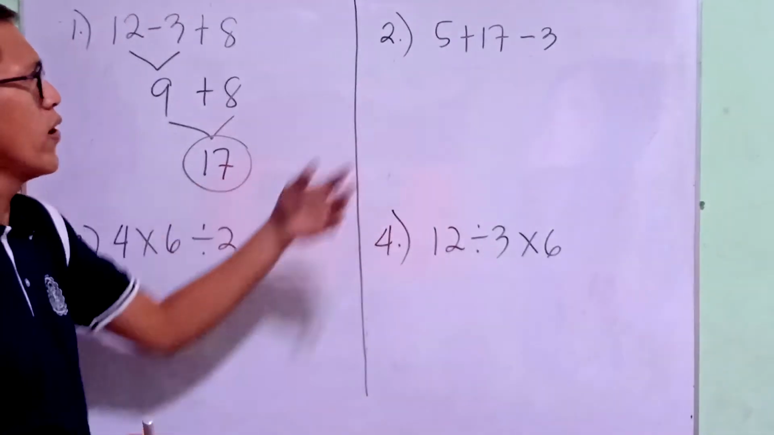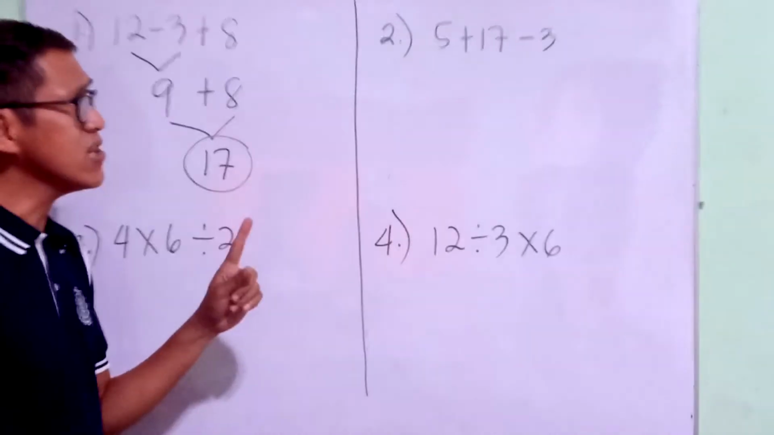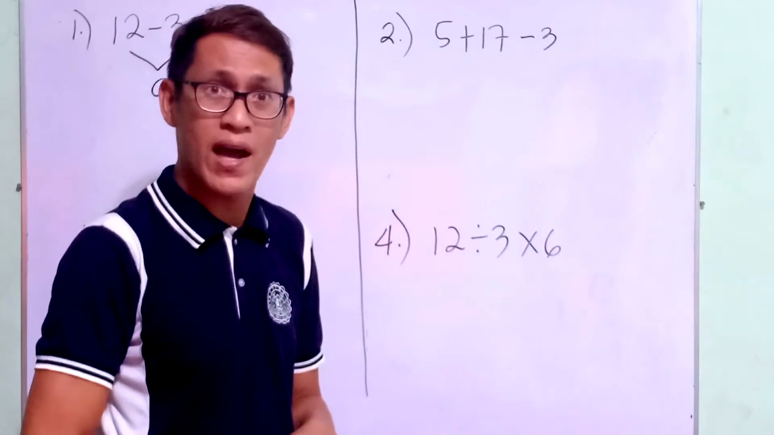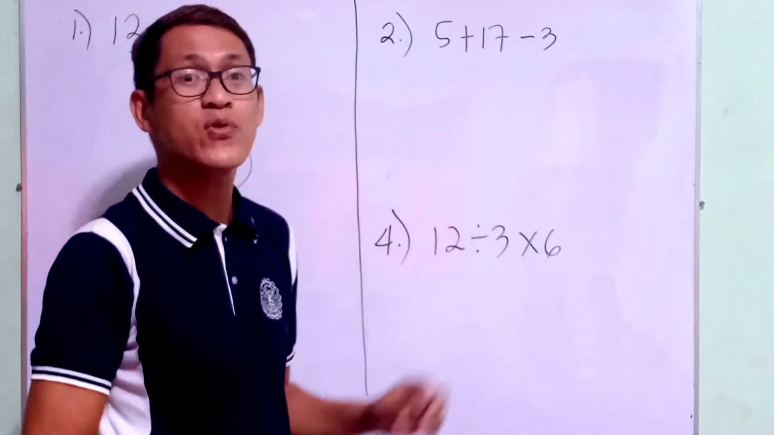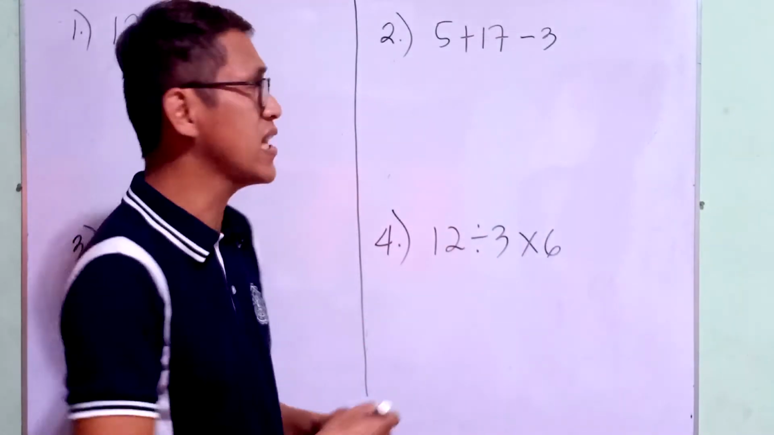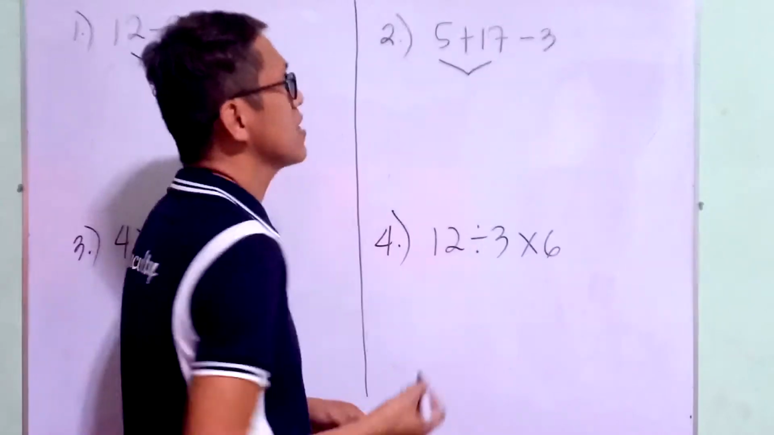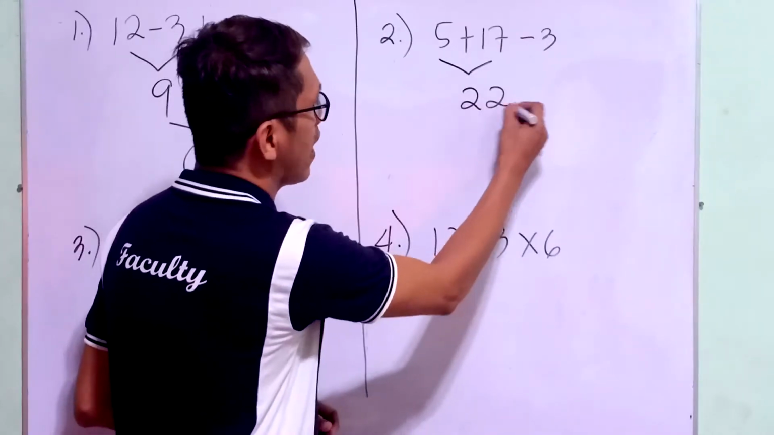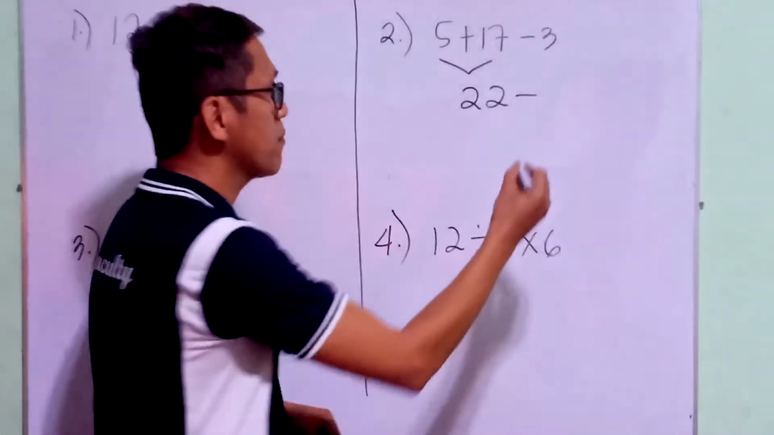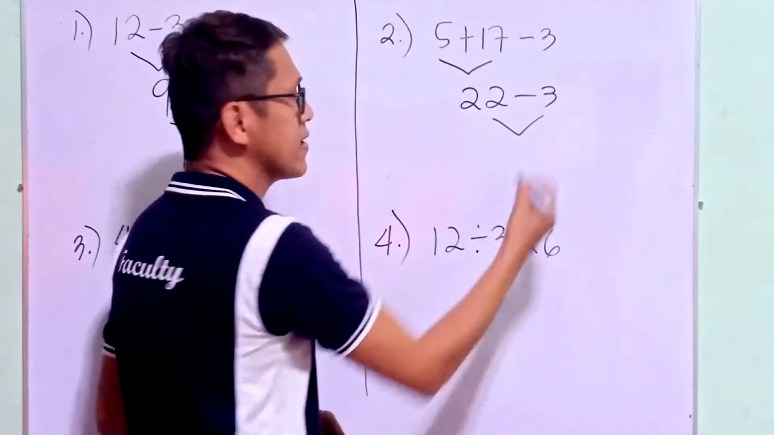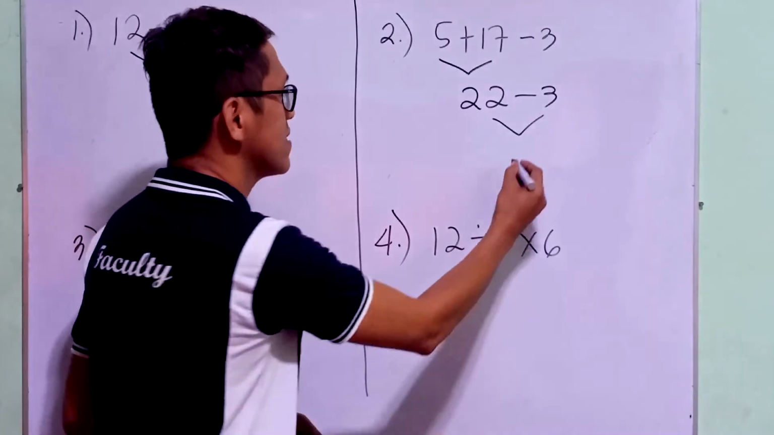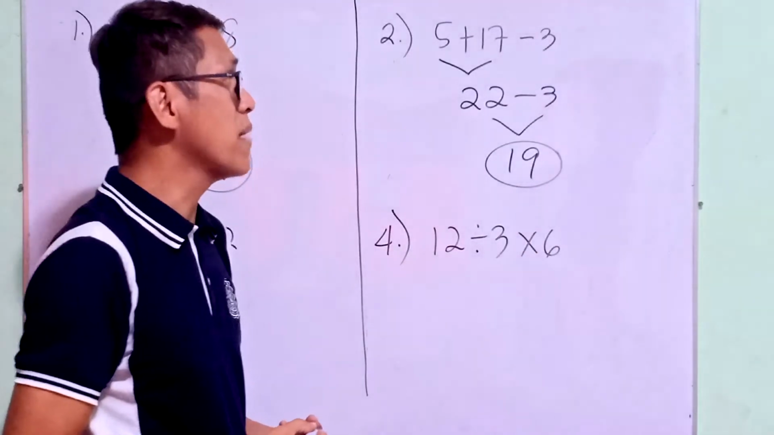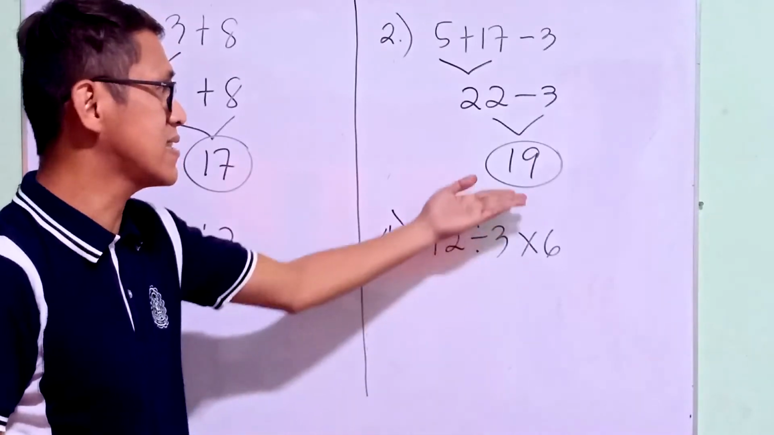But what about number 2? It's 5 plus 17 minus 3. If you work from left to right, addition comes first, right? So here, you have to add first. So let's add 5 plus 17, that's 22, correct? Then, after that, you subtract 3. So our final answer is 19, correct? So 5 plus 17 minus 3 is 19.